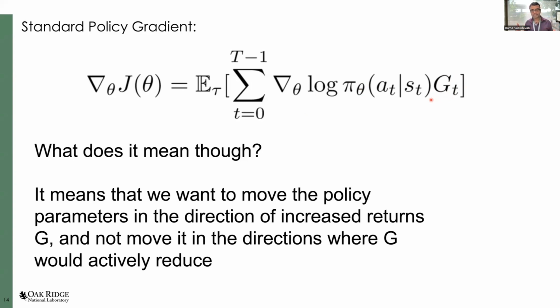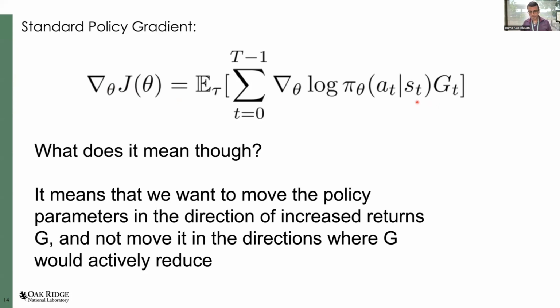Can we maximize the probability that we're going to take actions that are going to maximize these returns? That's all we are saying here. And so we want to move the policy parameters theta in the direction where this objective J value becomes maximized. So I hope you got that.